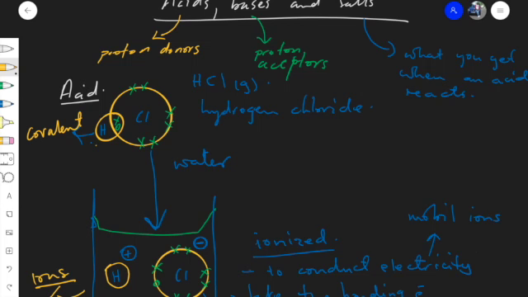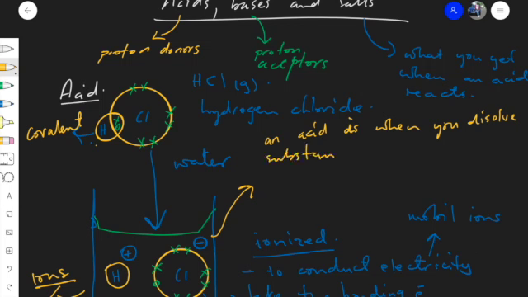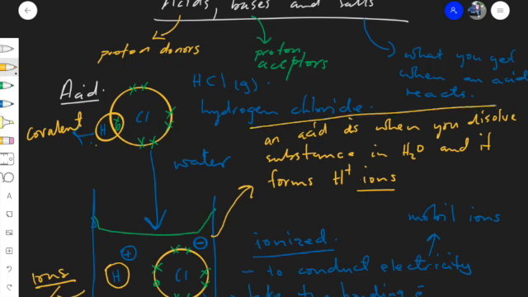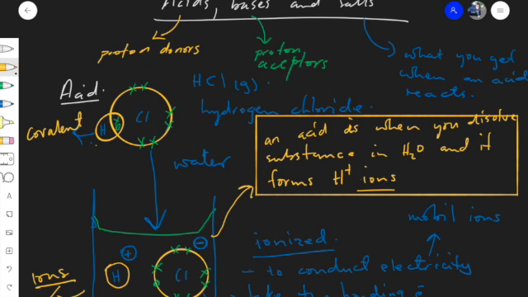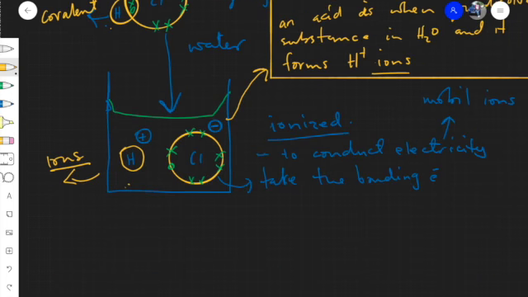And what does that mean, therefore? It means that we can actually say that an acid can also be defined as a substance that, when you dissolve it in water, forms hydrogen ions. That's another way of defining an acid.